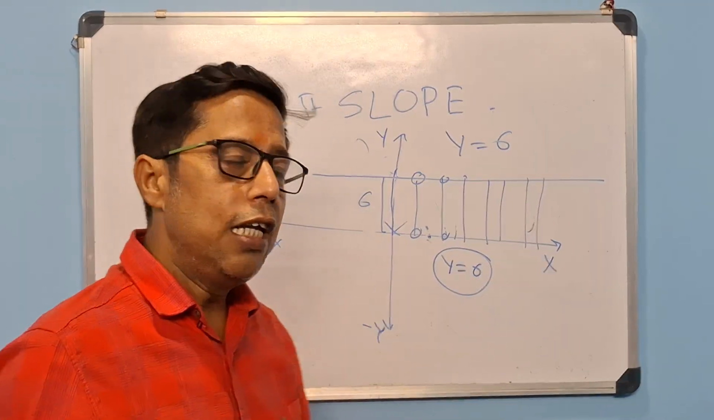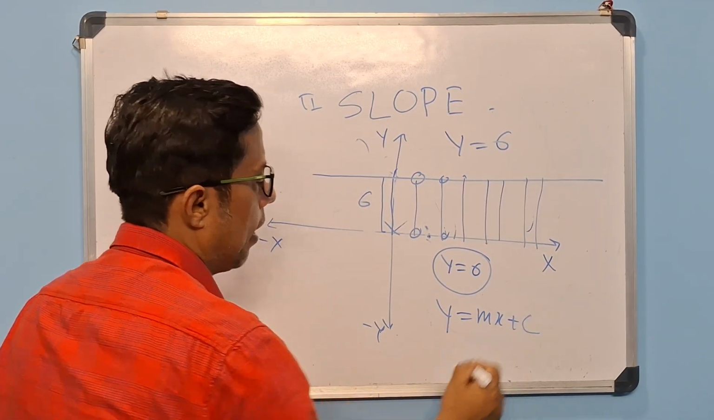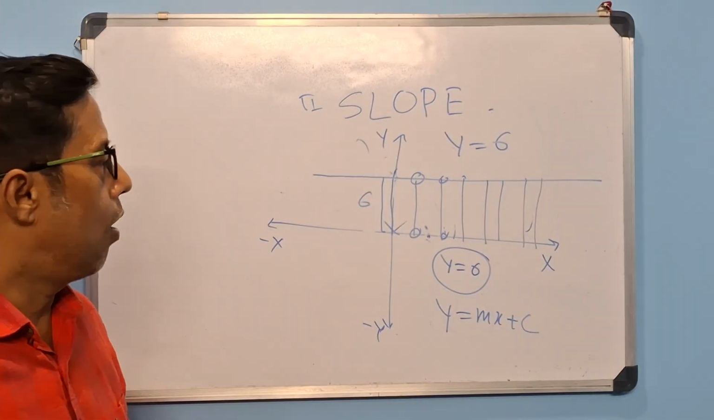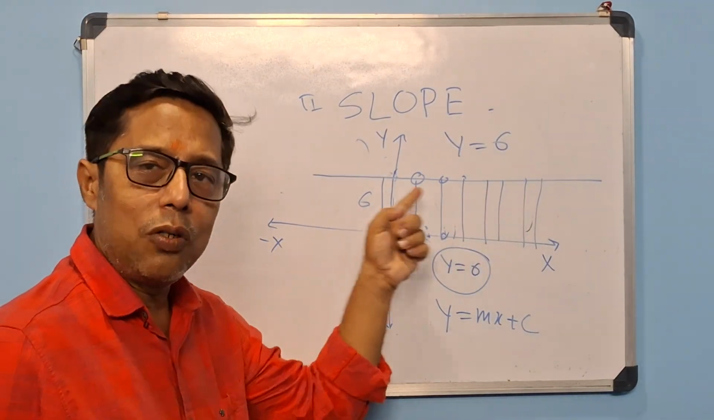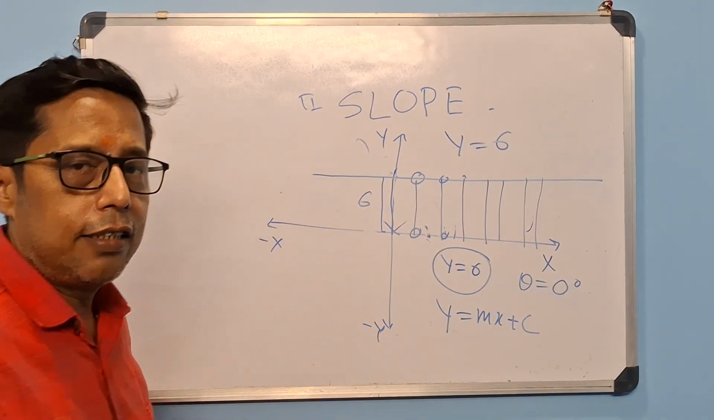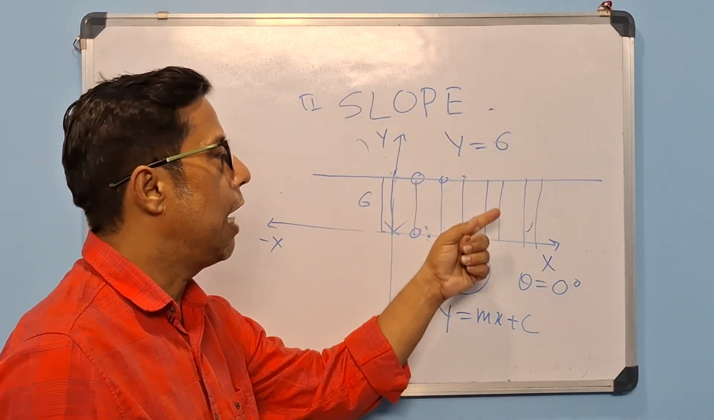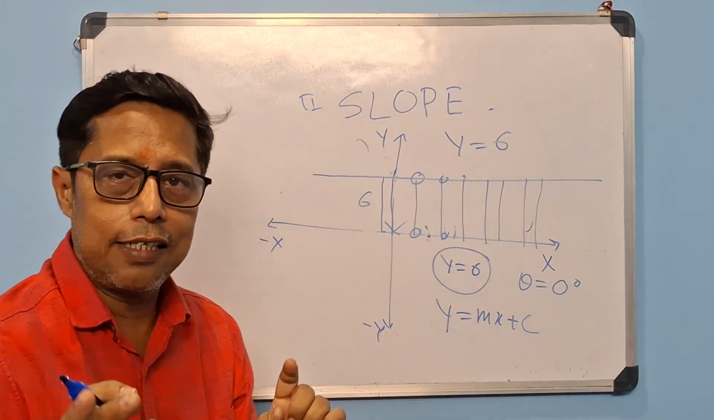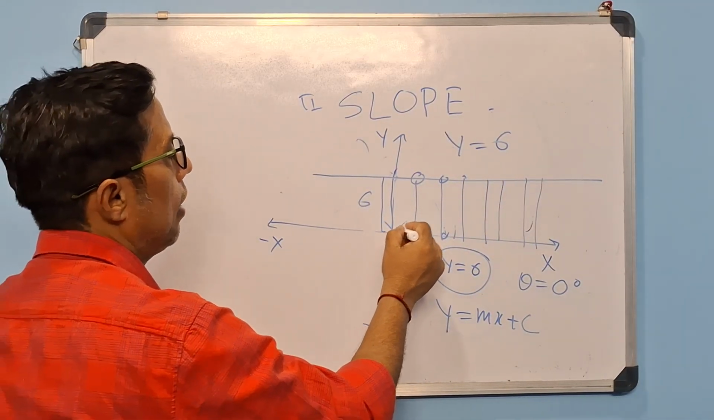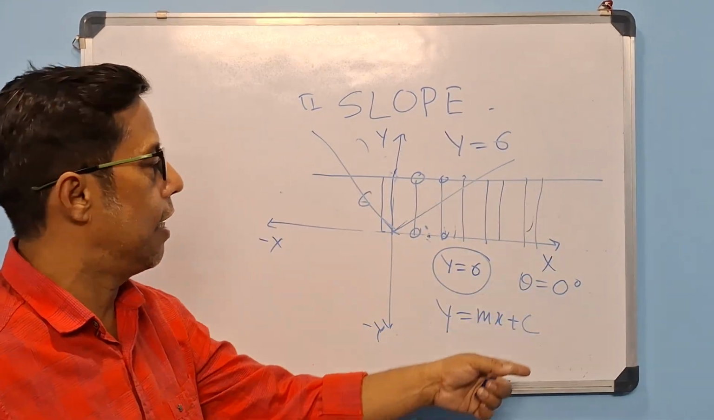Now what is the general equation of a straight line? y equals mx plus c is the general equation of a straight line. Any line parallel to the x-axis has theta equal to 0 degrees, because this line has no inclination with the x-axis. Any line having inclination with the x-axis would look like this, or like this. But this parallel line has no inclination with the x-axis.